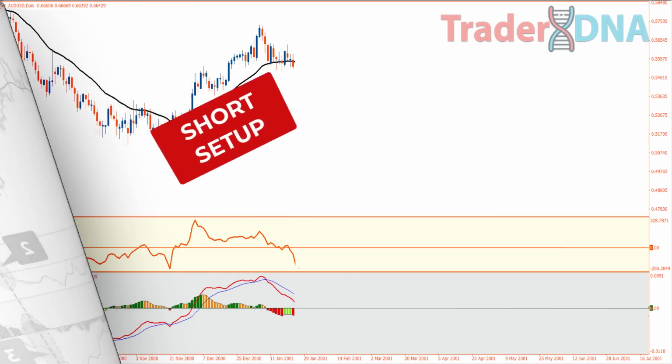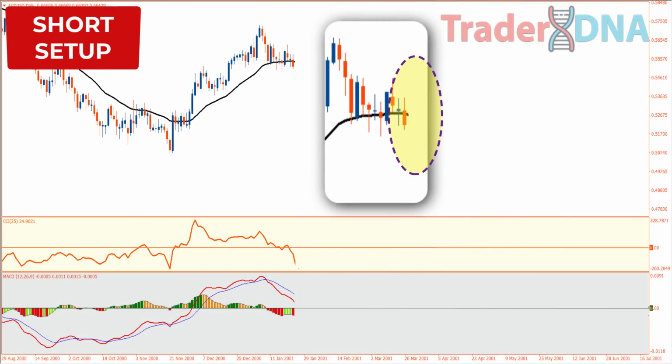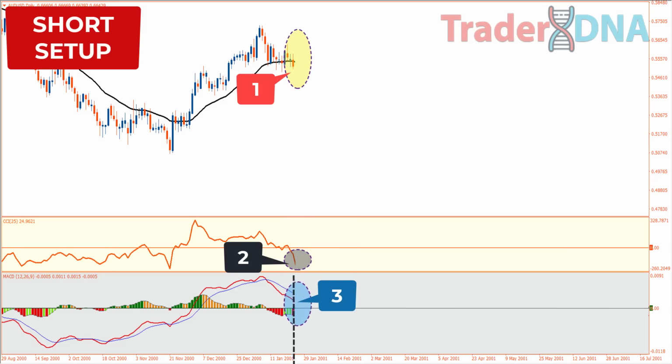Short setup. First, price closes below the moving average line. Second, CCI line moves downward, crossing the zero level from above. Third, MACD line is below the signal line. Fourth, initiate a sell position with a stop loss above the nearest swing high.